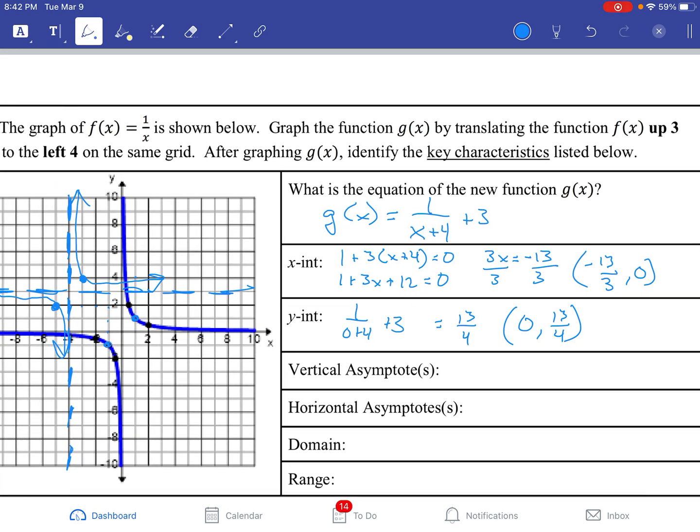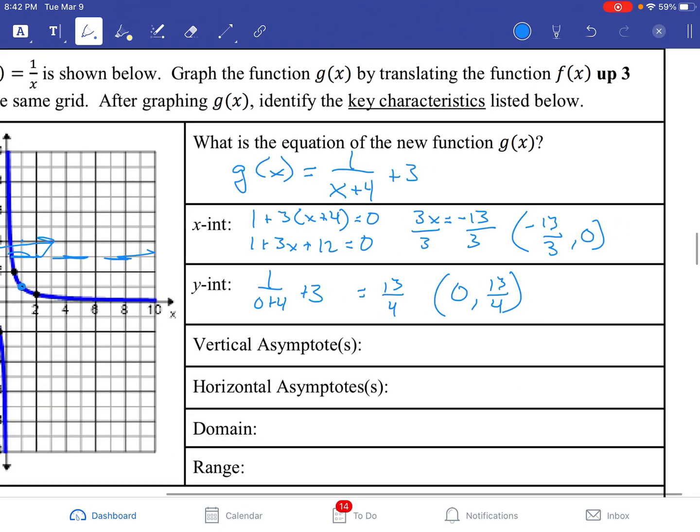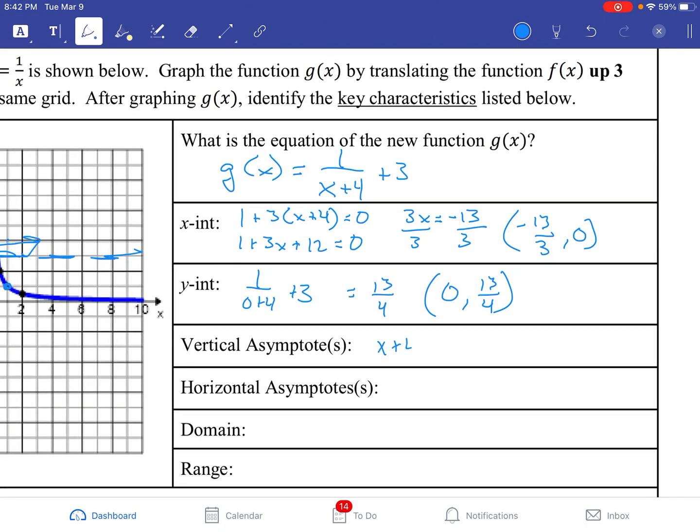Your vertical asymptotes, since we moved everything over, your vertical asymptote is going to be at x equals negative 4. Okay, we can do the equation too. From the equation, we have x plus 4 is equal to 0. So the vertical asymptote is going to be x equals negative 4. The horizontal asymptote is that plus 3 in the end, so y equals 3.